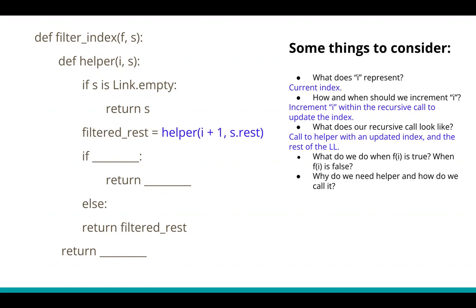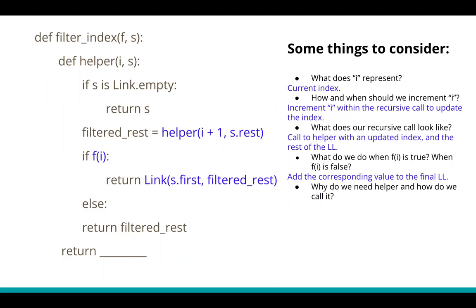Oftentimes, these variable names are informative for a reason. You can look at them to try and infer what should go into that variable. In this case, filtered_rest refers to applying the helper function to the remainder of the linked list that we're not looking at right now. So filtered_rest equals helper(i + 1, s.rest). We increment it by 1 because the index increases by 1, and we're working with the rest of the linked list.